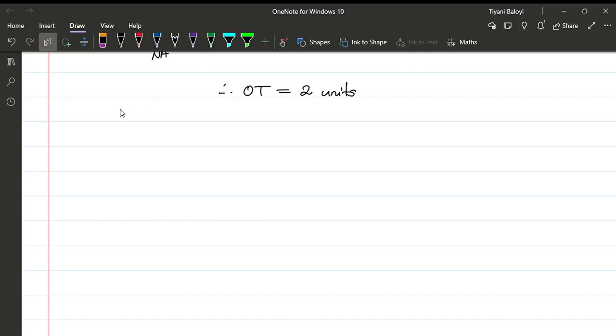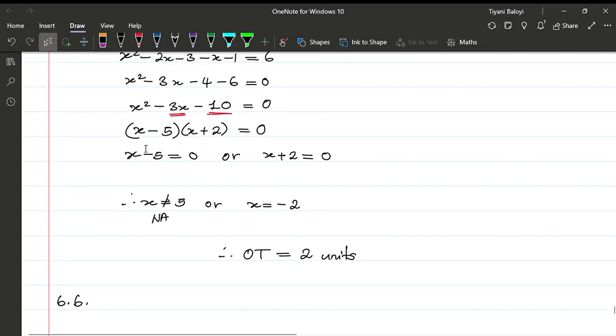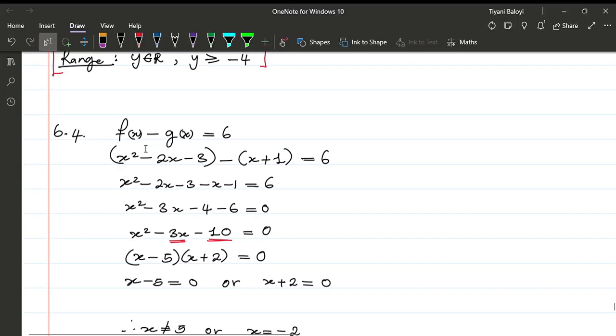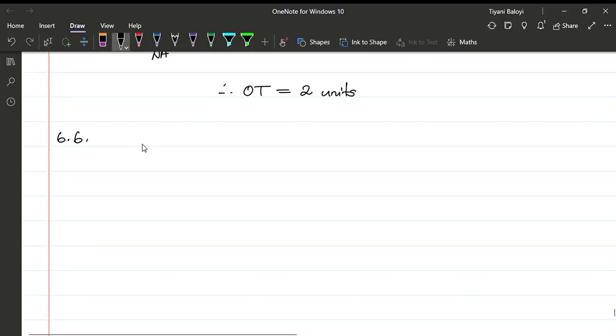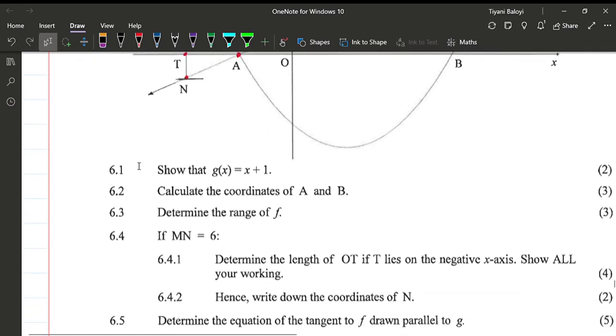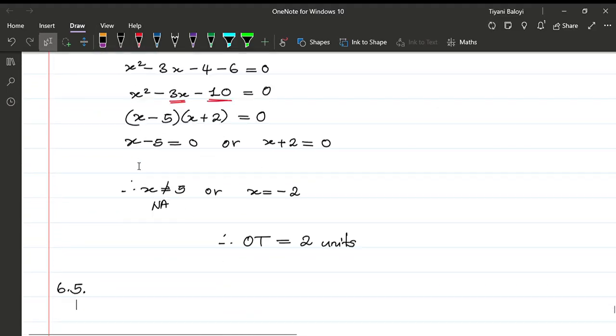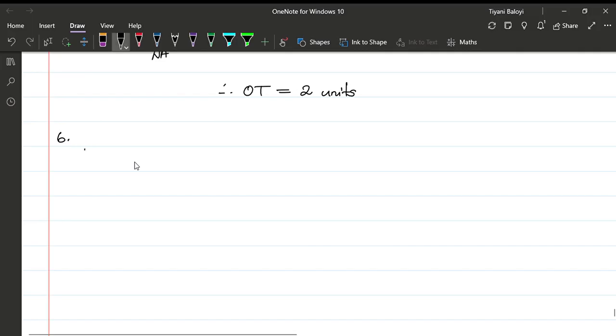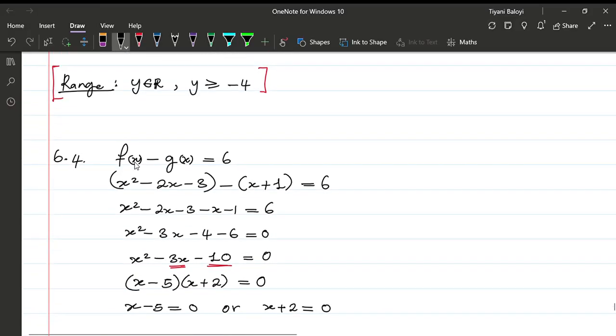It's a scalar. If it was a displacement, which is a vector, it will have a quantity and a direction. So it could be minus 2, which means that it's in a specific direction, right? So we're only dealing with scalar here. Oh sorry, we're still on 6.4. This is just 6.4.2, so it's a follow-up question, I think. So I can write this as 6.4.1 and then just write 6.4 here.